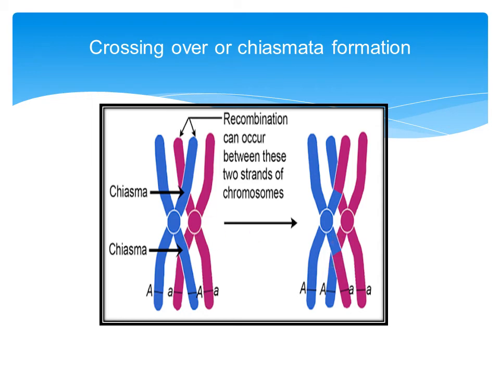We have marked these portions as capital A, small a, capital A, small a. So after crossing over, what has happened? Capital A here and again small a here. So this is after recombination of certain genes. This is called crossing over or the chiasma, and this process is called chiasmata formation. I have discussed in the previous slide how it forms.